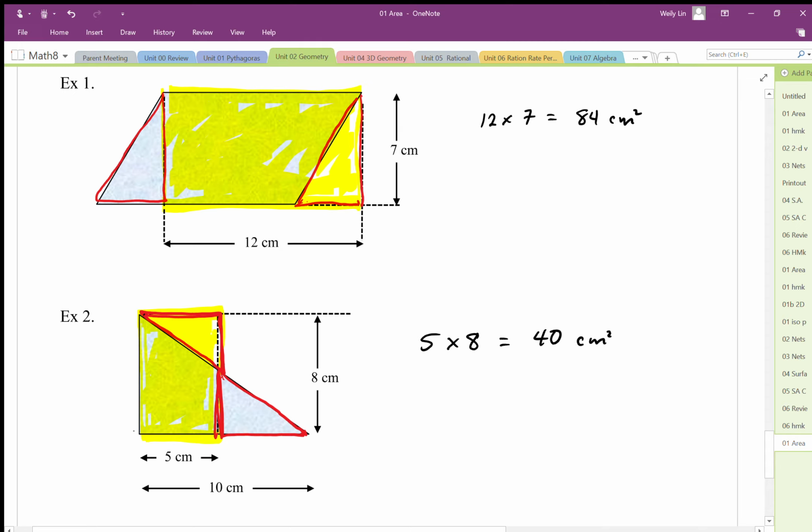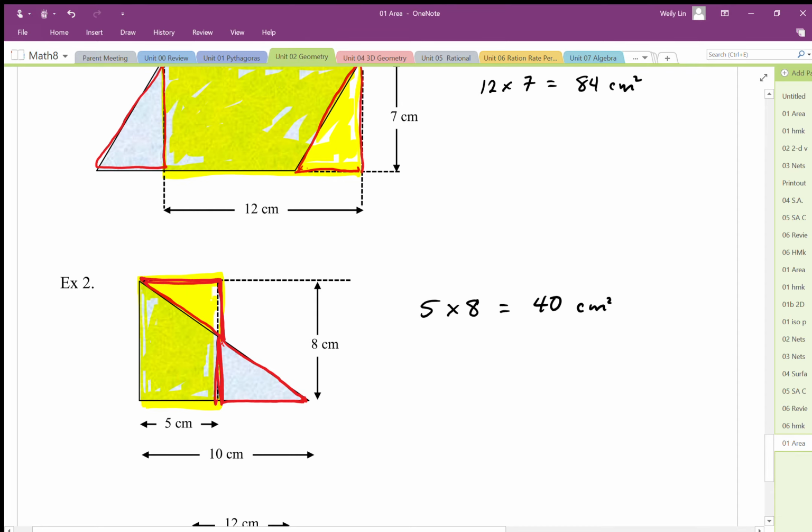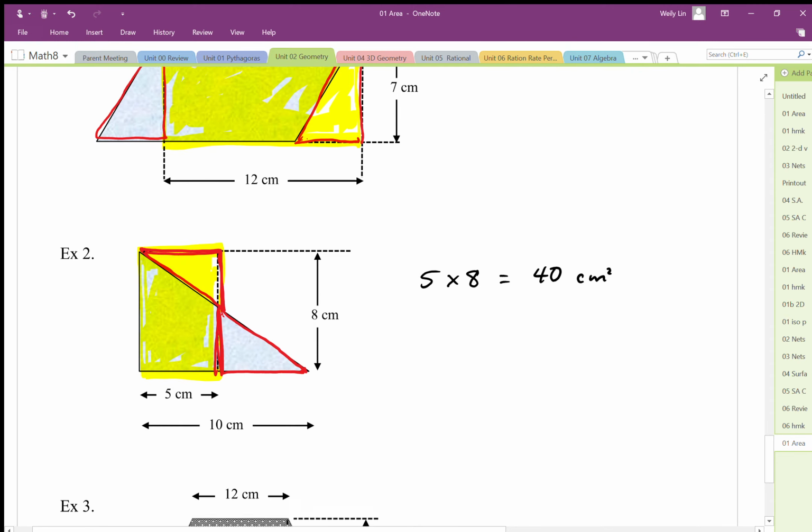And if I were to use the triangle formula, it's just going to be base divided by 2, which is going to give me 5, times the height, which is 8, and that's going to give me the exact same area, so the area is conserved.